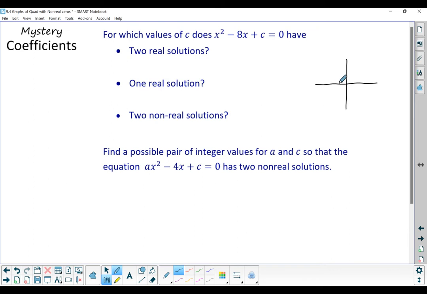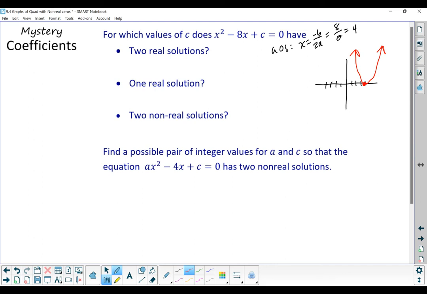So let's see, 1, 2, 3, 4. Our axis of symmetry is at -b over 2a. So for this one, that's 8 over 2, and that's +4. 1, 2, 3, 4. Okay, so we want to find a parabola that has its vertex right here. That would have one real solution.